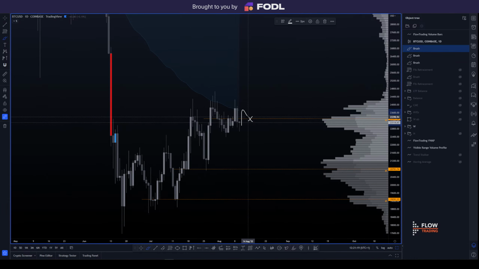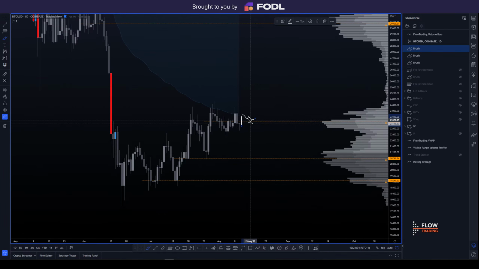If we reclaim 23,300, we're now above the 200 weekly moving average, and not only that, we are also above a weekly level here, $23,300. So that would be bullish. If we, however, lose 22,500, then we've got potential to go all the way back down to 20,000, maybe even $19,300, and fall back inside of this range, basically inside this volume cluster.